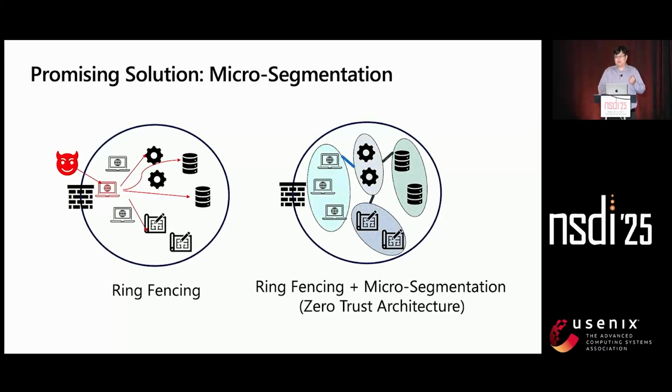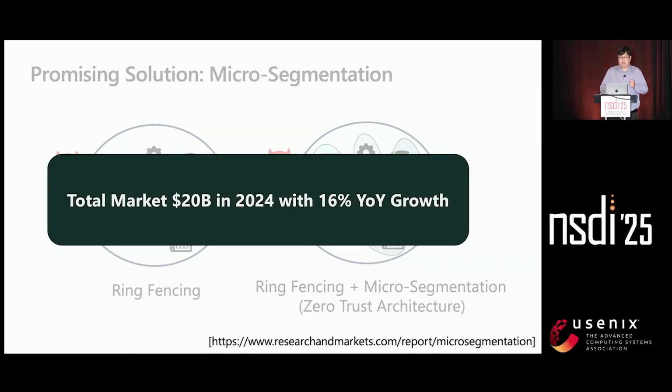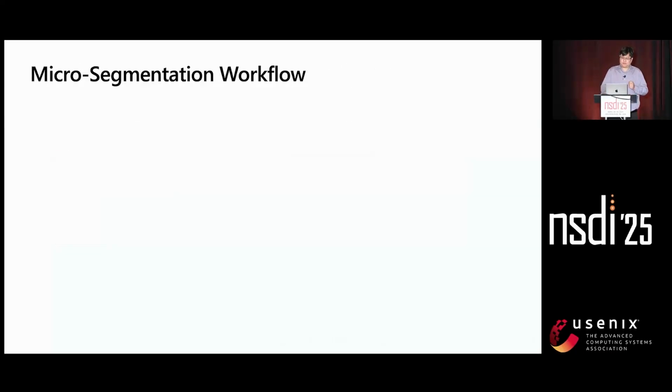The idea is that some nodes will somehow get compromised. So we create very fine-grained security policies, only allowing certain nodes to talk to certain nodes, so that even if some nodes get compromised, they won't be able to do a lot of damage. And this is actually a big market with robust growth.